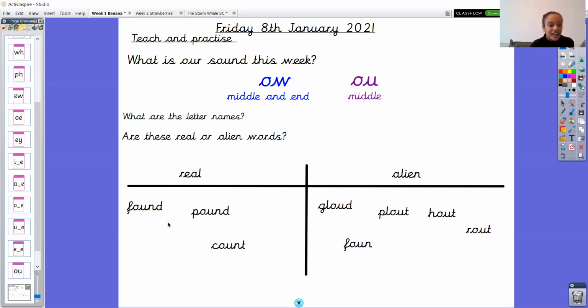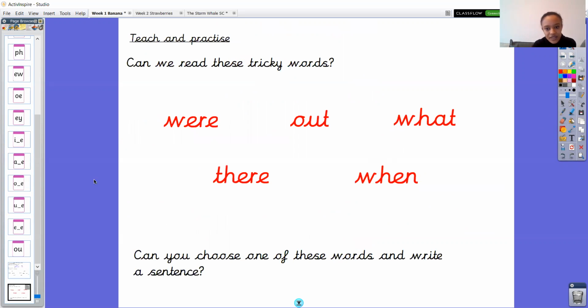Fantastic. So let's have a look at some tricky words now. It is Tricky Word Friday. So we've got 5 tricky words there. I wonder if you can have a think about those words, pause the video, see if you know what they say. Brilliant. Okay, hopefully you have read all 5 of those words. Let's have a look together.